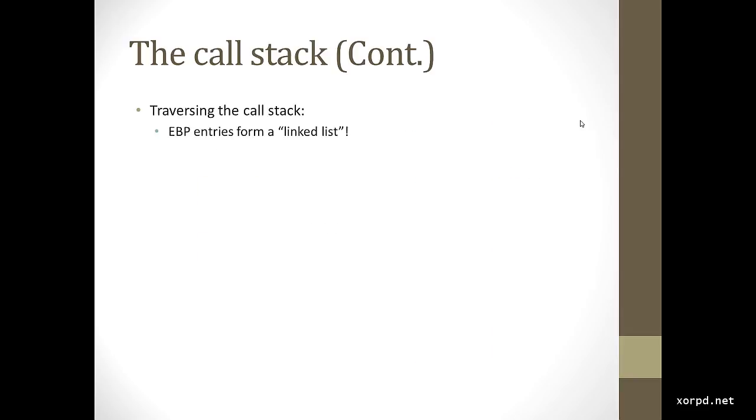Traversing the call stack. Basically, we've just seen that the EBP entries form some kind of a linked list. A linked list is a list where every element has some pointer or some address which corresponds to the next element. And we can traverse this list by following those addresses.